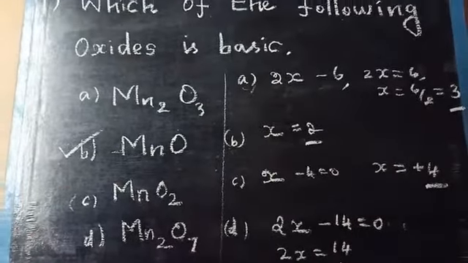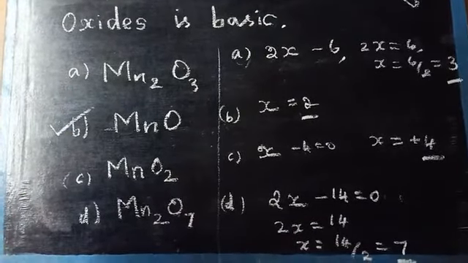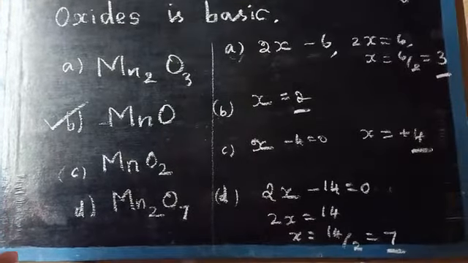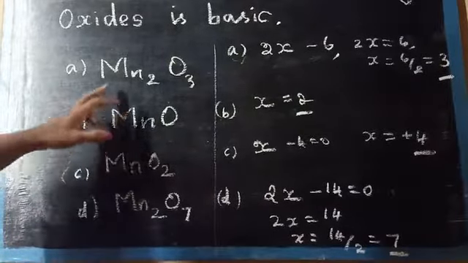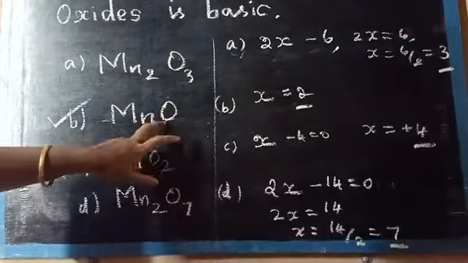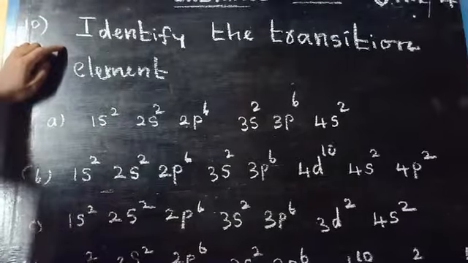Children, basic in nature means that when this substance is added to water, it converts into hydroxide. That is denoted as basic in nature. Are you clear, children? According to the concept, the lowest oxidation state has more basic nature.